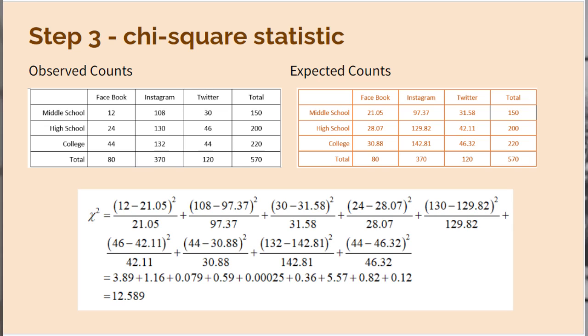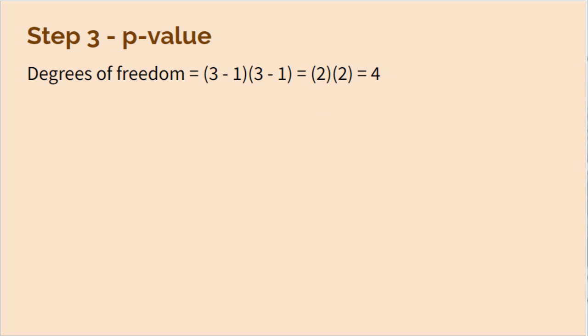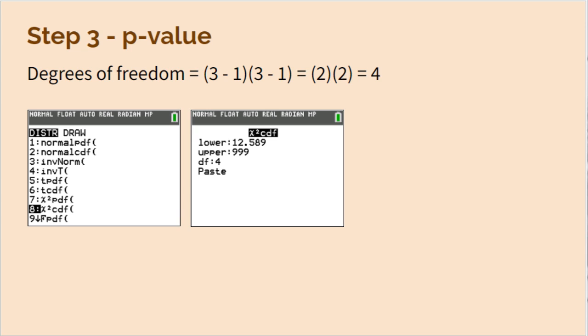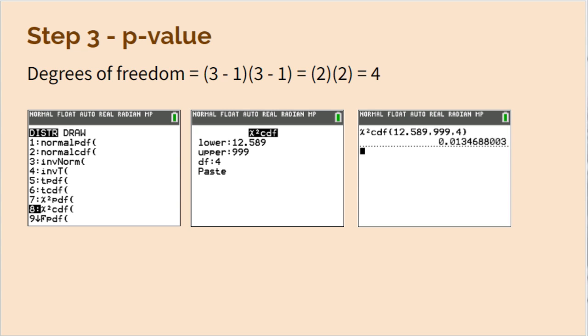Now, the other thing we need so we can next find our p-value is the degrees of freedom. Well, there's 3 populations on the left. 3 minus 1 is 2. 3 different social media app preferences. 3 minus 1 is 2. 2 times 2 is 4 degrees of freedom. So we're going to go to chi-squared CDF. Our lower value is going to be that 12.589. Our upper value is going to be 999, acting like infinity. And our degrees of freedom is 4. And we get a p-value of 0.0135.